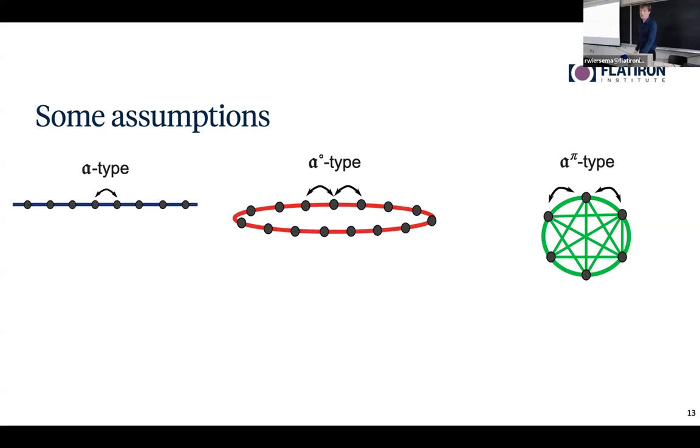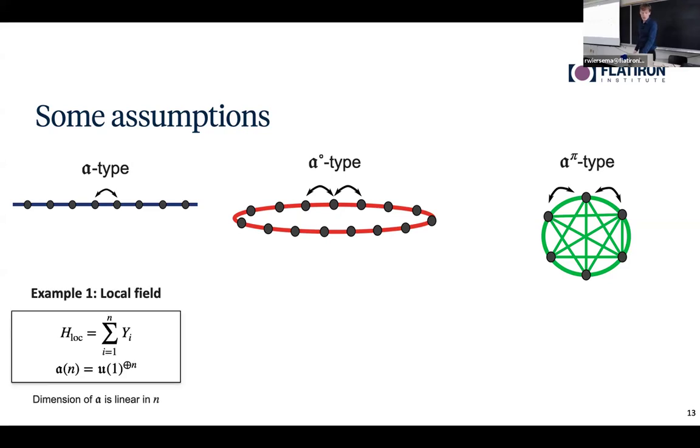And so to give some examples, this would be the most simple thing you can do. You have local fields on all of your spins. And then all these things are independent.